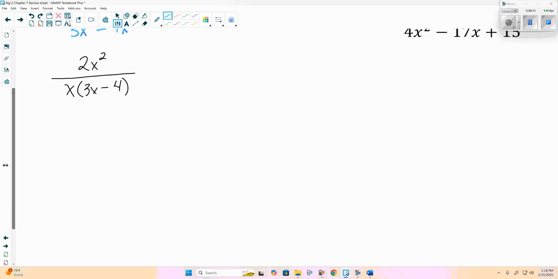Now 3x minus 4 is as simplified as it gets. There's no other greatest common factor, and the degree is 1, because x is now just to the first power. The degree is 1. That's as simplified as it gets.